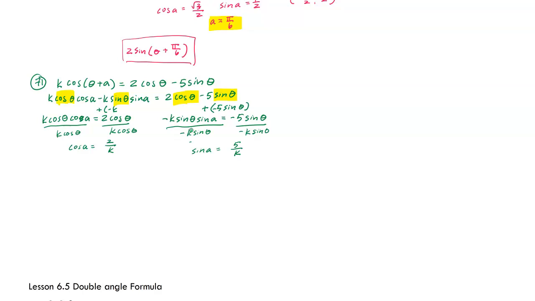The problem is that nothing like this exists in the 16 terminal points that we studied, because k could be anything and A could be anything. So the way we find this is we have to find the tangent of A. Tangent of A is sine of A over cosine of A. So that's 5 over k over 2 over k, which is 5 halves. So tangent of A equals 5 halves.